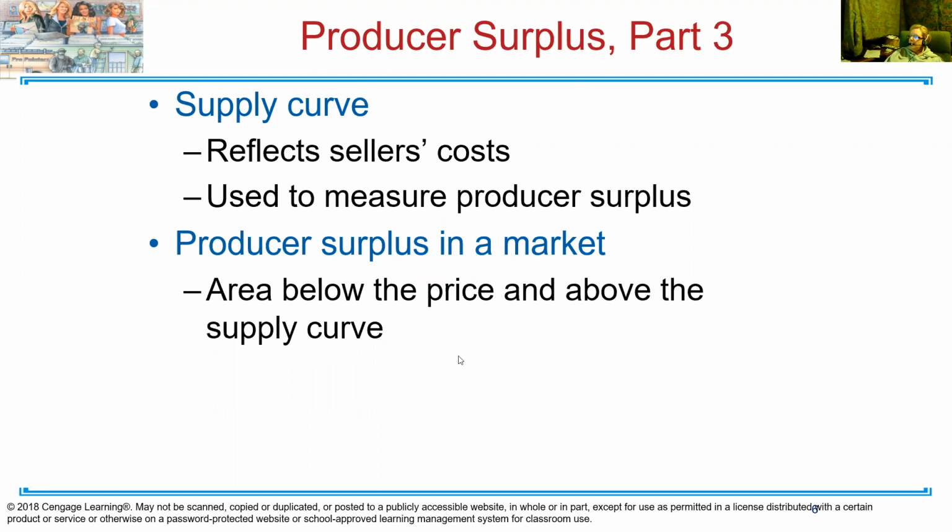And again, we're going to want to remember how to calculate the area of a triangle. To calculate the area of the triangle, just remember it is 1/2 the base times the height, which will equal our producer surplus. And that triangle will be the area that is below the price and above the supply curve.